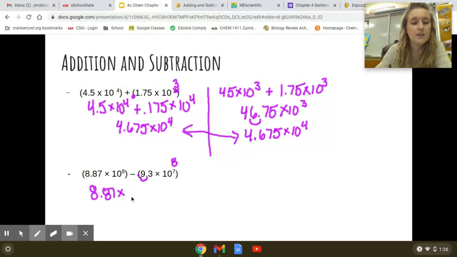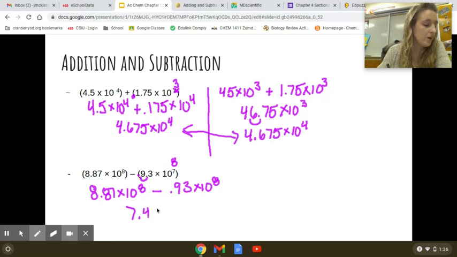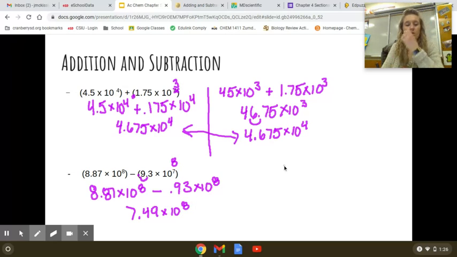8.87 times 10 to the 8th minus 0.93 times 10 to the 8th. Now, because our exponents are matching, we can just go ahead and do the math here, and we're going to end up with 7.49 times 10 to the 8th. Okay, so we just use that number and carry down our exponent.